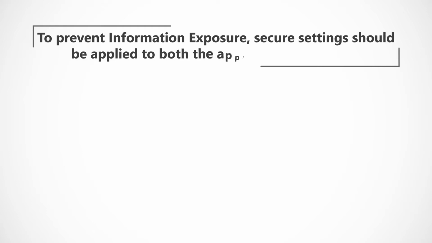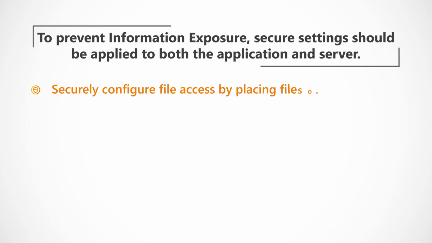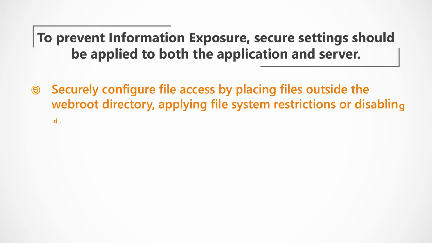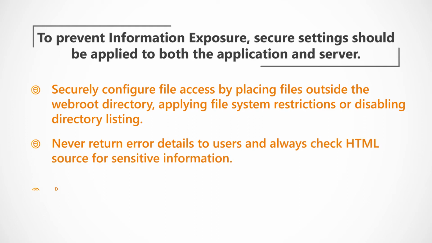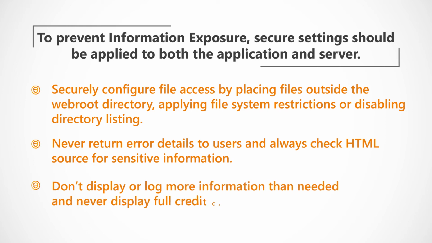To prevent information exposure, secure settings should be applied to both the application and server. For example, developers should securely configure file access by placing files outside the webroot directory, applying file system restrictions, or disabling directory listing. Furthermore, developers should never return error details to users and should always check HTML source for sensitive information. Finally, don't display or log more information than needed, and never display full credit card numbers or passwords.